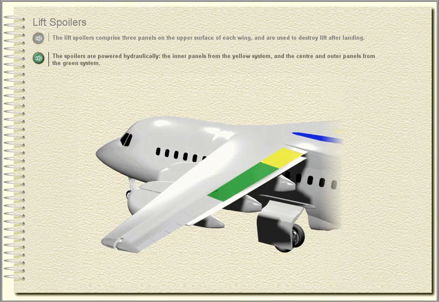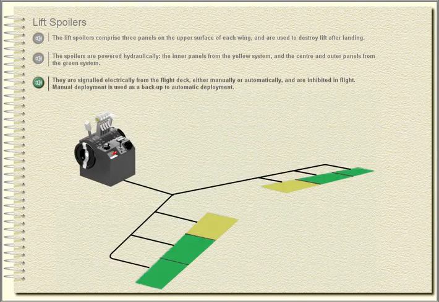The spoilers are powered hydraulically, the inner panels from the yellow system and the centre and outer panels from the green system. They are signalled electrically from the flight deck, either manually or automatically, and are inhibited in flight. Manual deployment is used as a backup to automatic deployment.